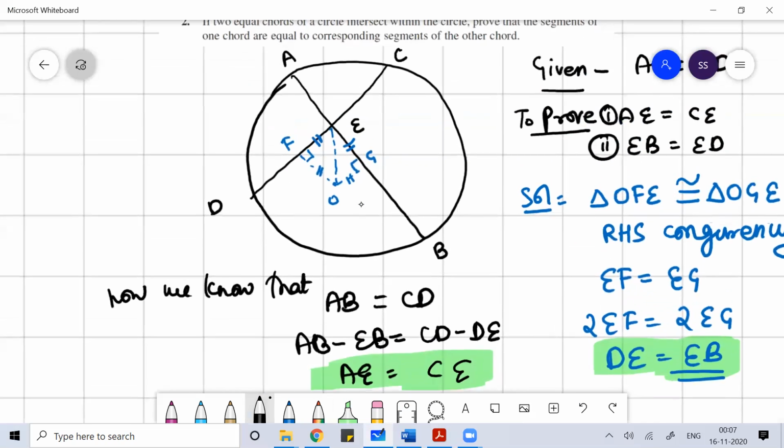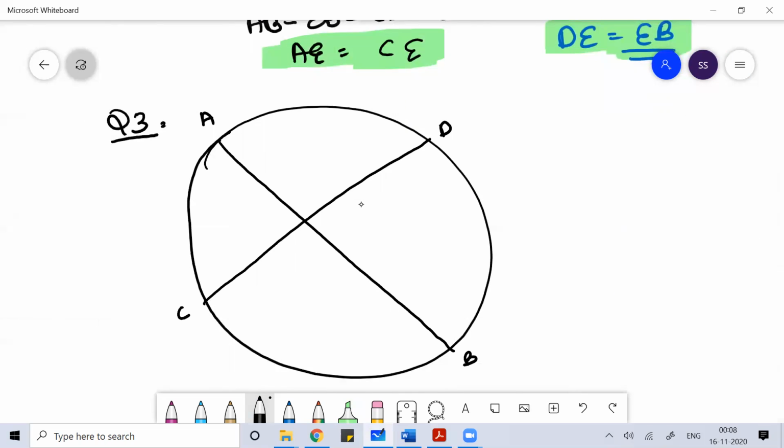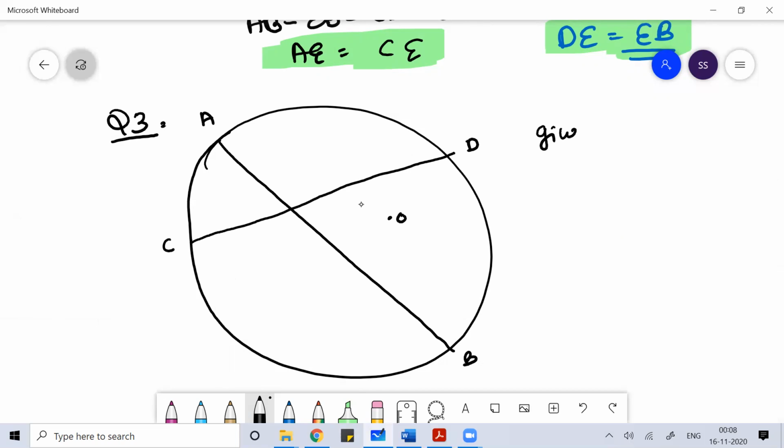So this is AB and this is CD. Here, what is given? If two equal chords of the circle, it is given that AB is equal to CD. Let me draw this CD a little bit closer. Suppose this is center O. It is given that AB is equal to CD.